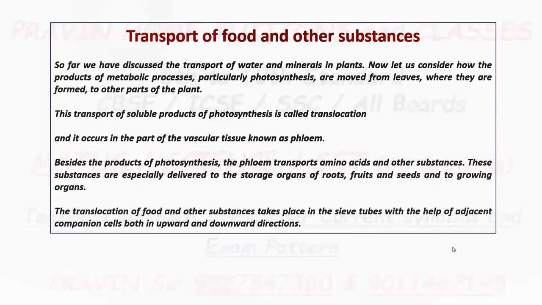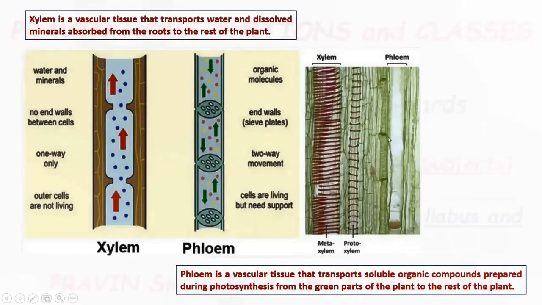The translocation of food and other substances takes place in the sieve tubes with the help of adjacent companion cells, both in upward and downward direction. So this is the structure of xylem and phloem, and how the movement is done in xylem and phloem. And this way transportation takes place in plants.